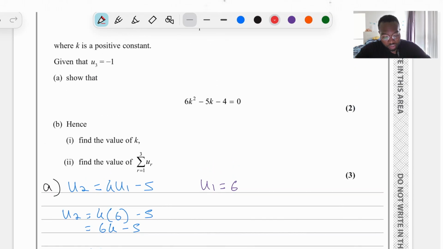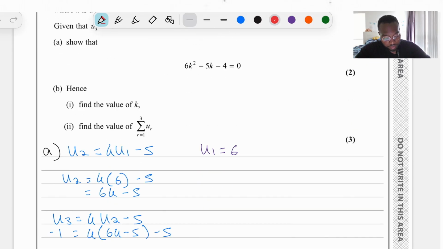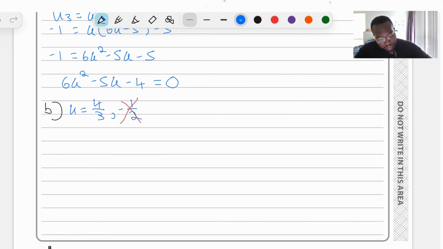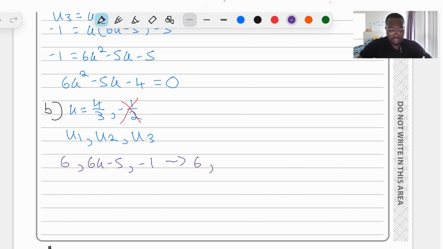So ur, that is just u1, u2, and u3, okay? So if I write that here, that is just u1, u2, and u3, and we need to work out the values. Very simple. We know from the question what u1 is. They tell us that u1 is 6, okay? Now u2 is 6k minus 5, and we know that u3 is minus 1 because they tell us that. So really, all we need to do now is work out what our u2 value is.